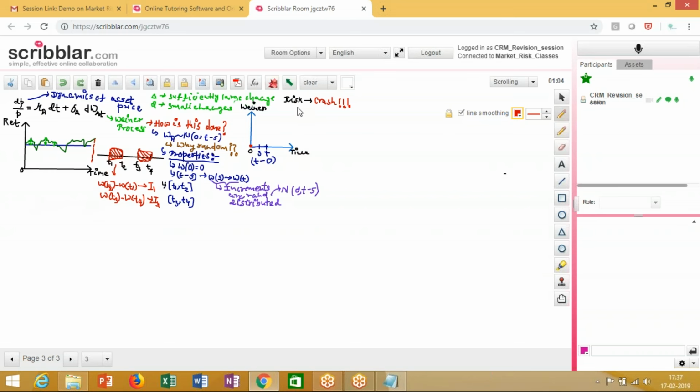So when I talk about this crash, my idea is how is this crash handled? Let's see that part from here. First of all, I need to incorporate a crash, or a risk, into this discrete equation, because this gives me the normal trajectory of the returns of the assets.